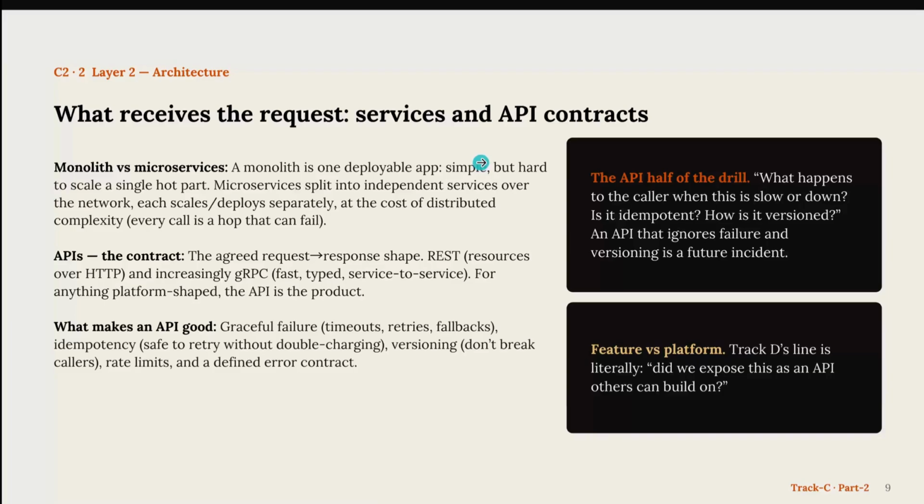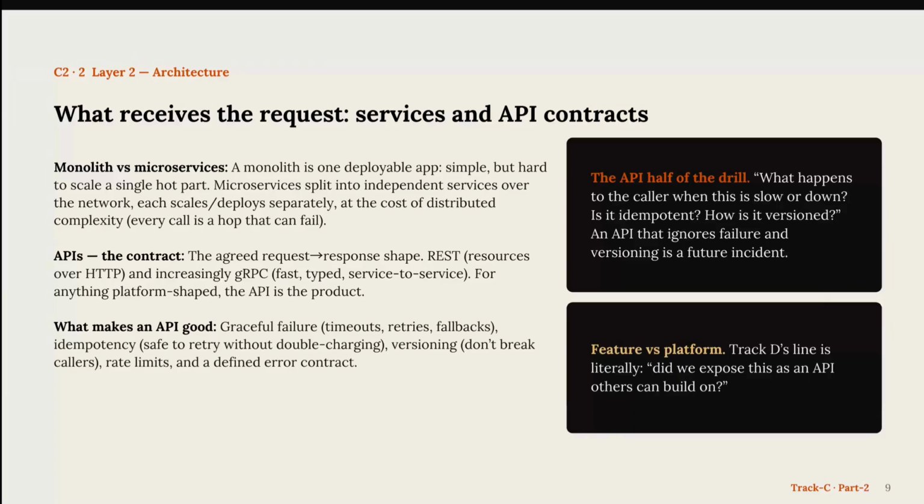Whereas in microservices, you split everything into smaller services which are independent of each other and relate over the network, where each scales and deploys separately. But the challenge here is that it comes at a cost of distributed complexity. Imagine one service failing, you'll not know whether the other service that depends on this is going to fail or pass. So that becomes a little bit challenging in microservices, but the scale at which you can build microservices is much easier and faster compared to monolith.